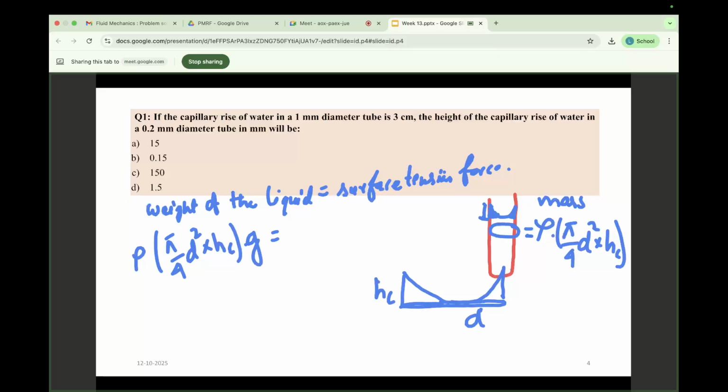And talking about the surface tension force, the surface tension is represented as sigma. Surface tension always acts on the perimeter. So surface tension force means surface tension into perimeter. What will be the perimeter here? Say C. And another thing is that it will always act in that direction, right?